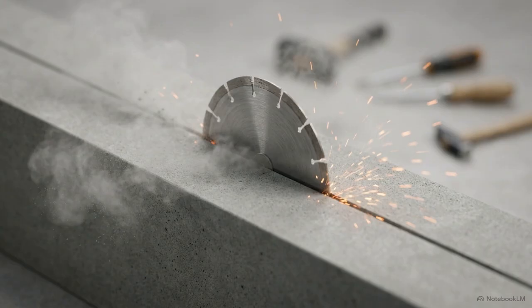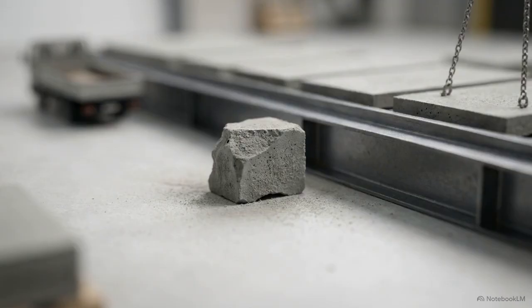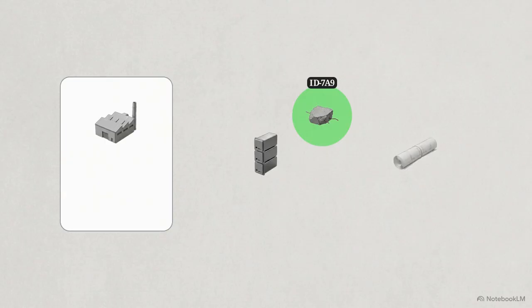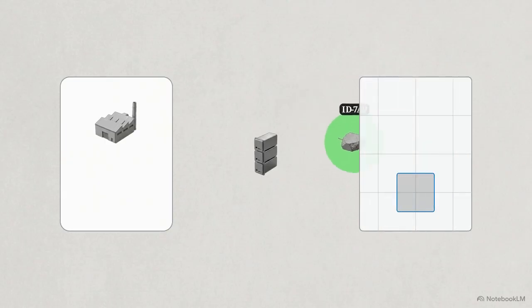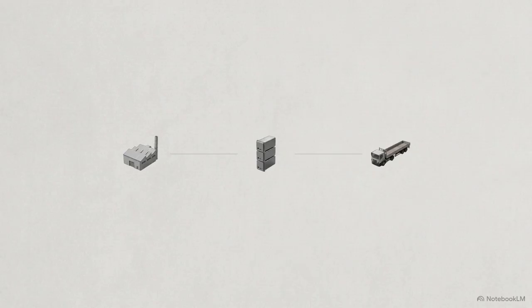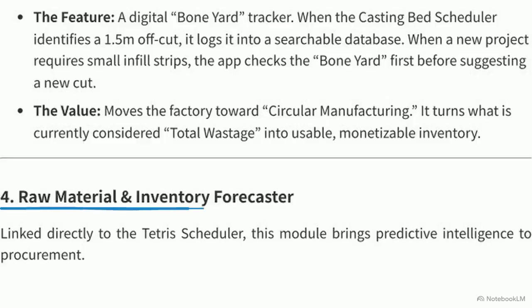Yet, even with mathematical precision, continuous casting inside a 100-meter bed inevitably produces offcuts, small splitter sections that are simply too short for the current order. The dynamic offcut inventory manager acts as a digital boneyard tracker, logging that isolated scrap into a database. This establishes circular manufacturing. When future projects need small infill strips, the application queries the boneyard first before suggesting a new cut. The data captured during this nesting phase feeds directly into the supply chain, governing the timing and scale of procurement cycles. This is handled by the Raw Material and Inventory Forecaster module.